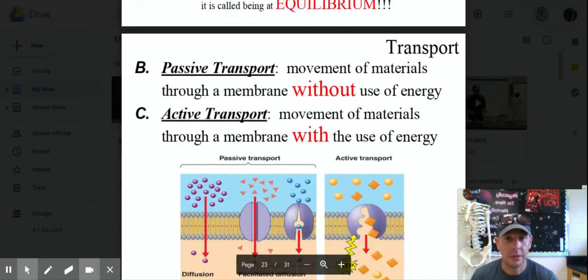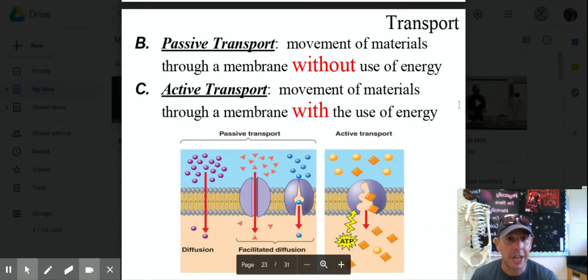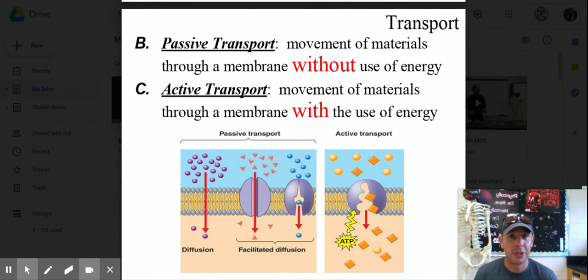Now, within the cell, there's two different types of transport that move materials through the cell membrane. There's something called passive transport, and there's something called active transport. Now, the word transport just means to move. Now, think of the word passive. If you're a passive person, are you constantly raising your hand to answer questions in class, or are you kind of just sitting back, letting things happen?